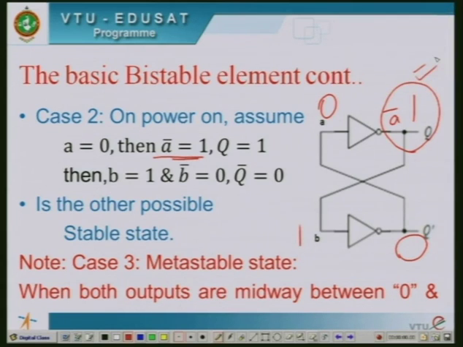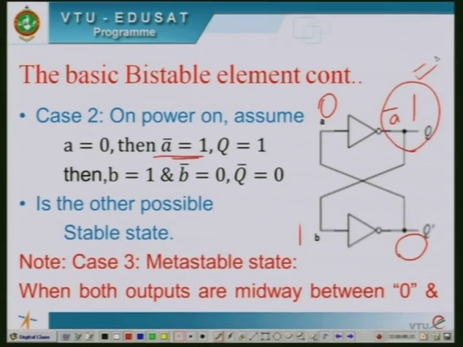And there is a third case possible, which is called the metastable state. What is this metastable state? Metastable state is the state when both outputs are midway between zeros and ones. So when the outputs are halfway, it has gone above 0 but it is still below 1, then it is somewhere halfway through the change, and this is known as metastable state, and it remains in that state for a small duration of time. So, it is midway between 0 and 1.